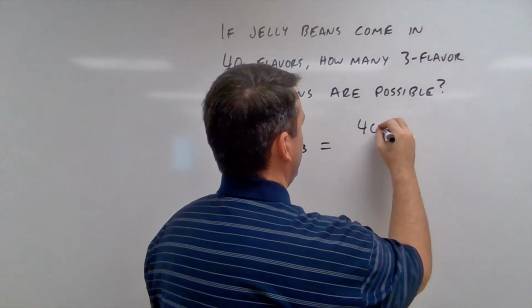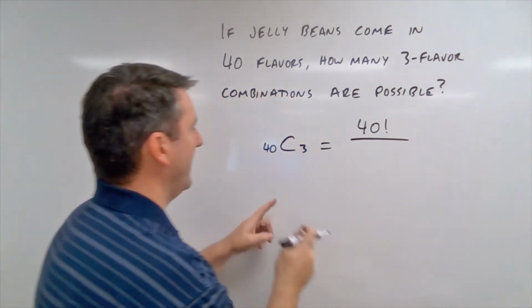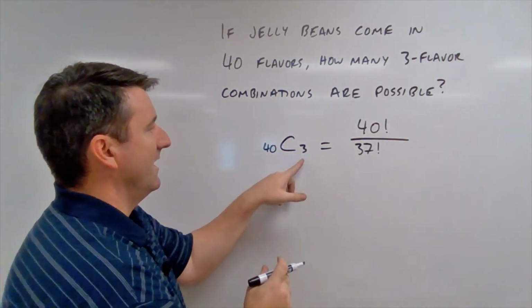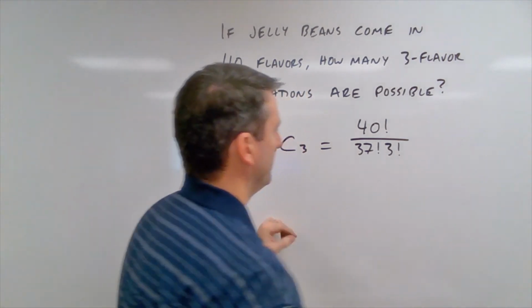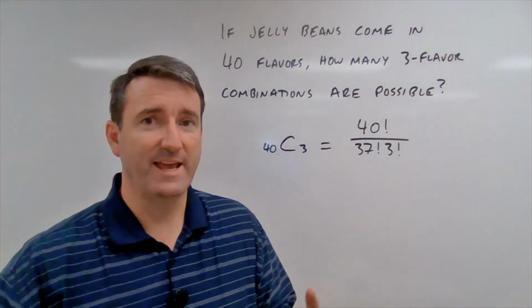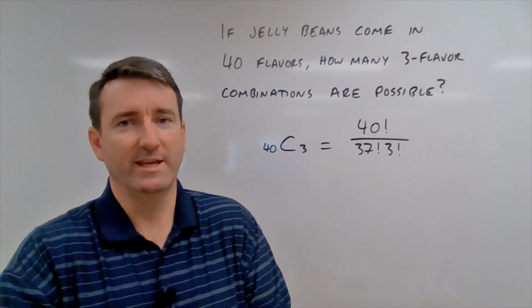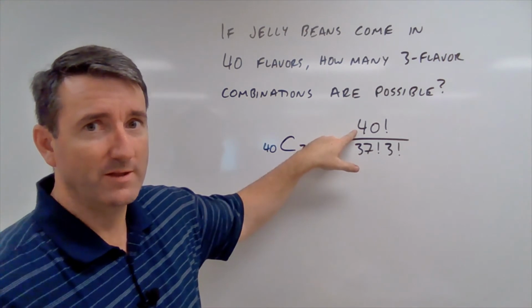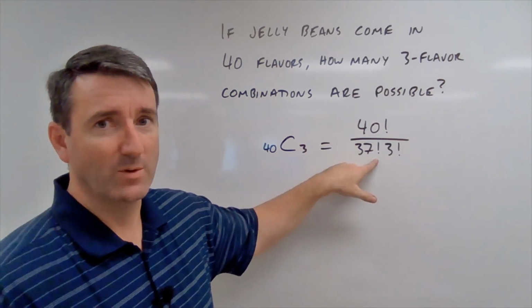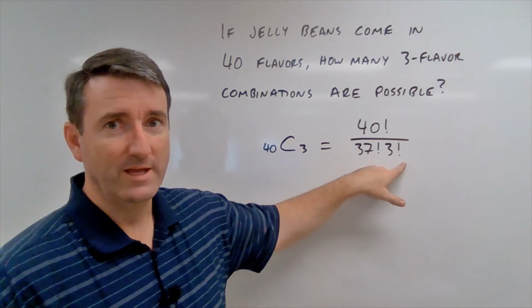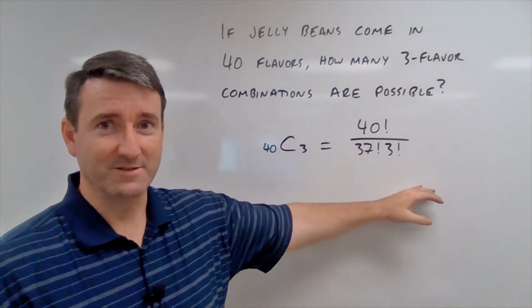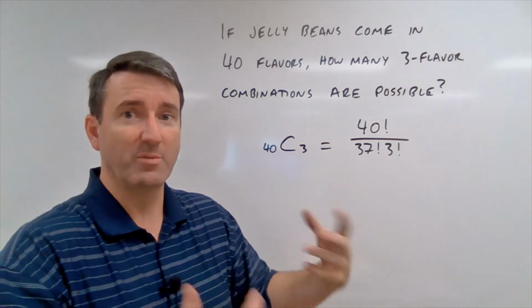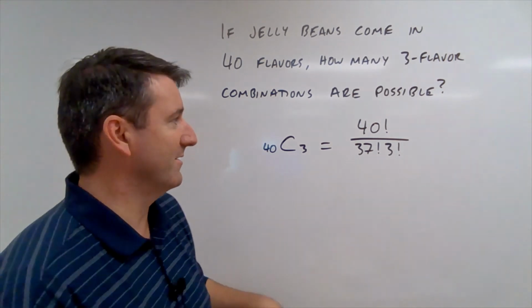So this is going to be 40 factorial divided by 40 minus 3 is 37 factorial times 3 factorial. And then we can plug this into the calculator. Now, be careful when you're plugging this into a calculator, because if you put in 40 factorial divided by 37 factorial times 3 factorial, that's going to give you the wrong answer, because what's happening here is we're taking 40 factorial divided by 37 factorial, that's our permutation, and we're dividing by another 3 factorial.